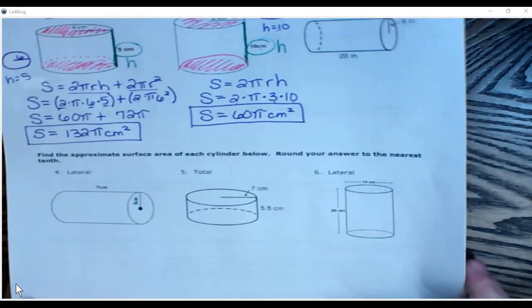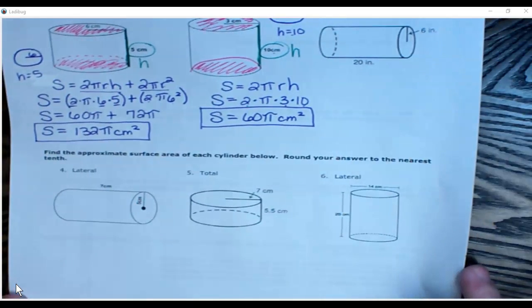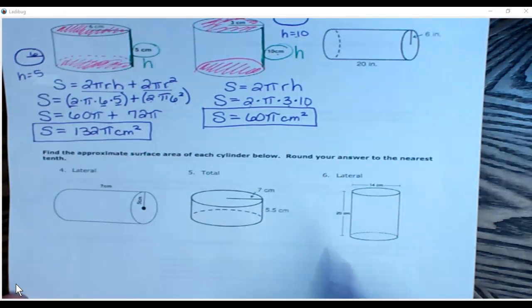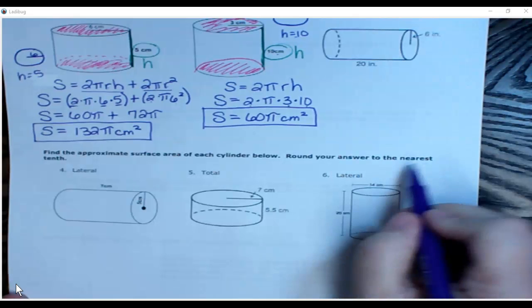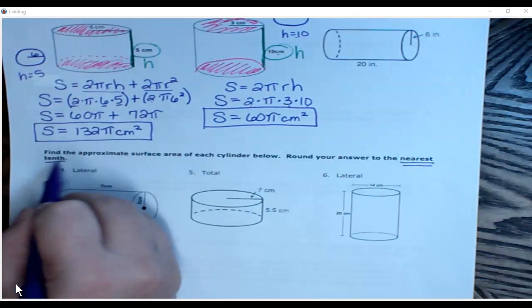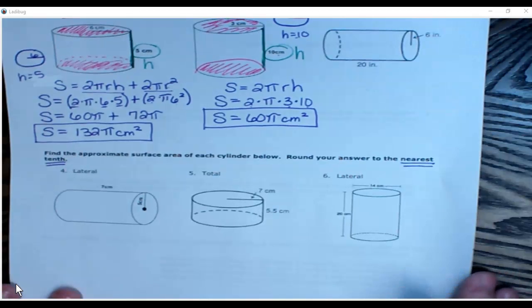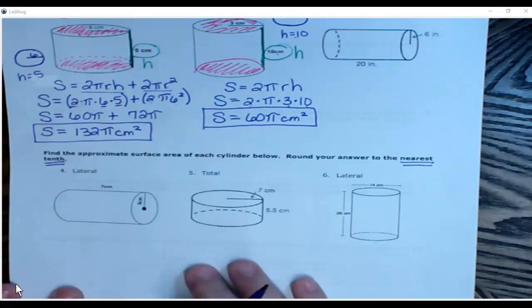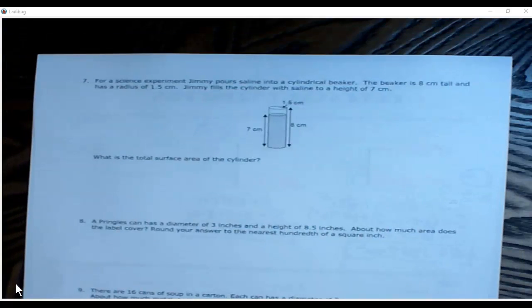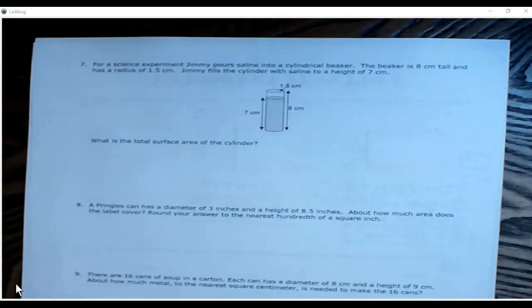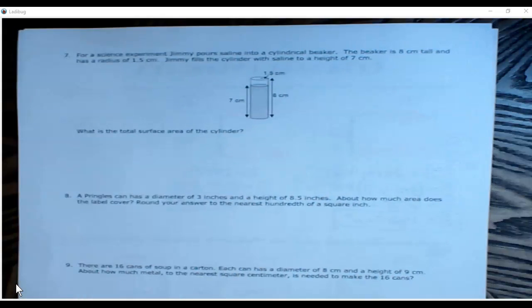To continue on, for 4, 5, and 6, you're finding surface area. Again, they designate total or lateral, but they want your answer rounded to the nearest tenth. So make sure you're rounding to the nearest tenth, 1 decimal place. On the back, for problems number 7 through 10, they give you word problems. I would highly suggest drawing a picture if you can, or at least drawing that base shape and labeling the height like we did on the front.